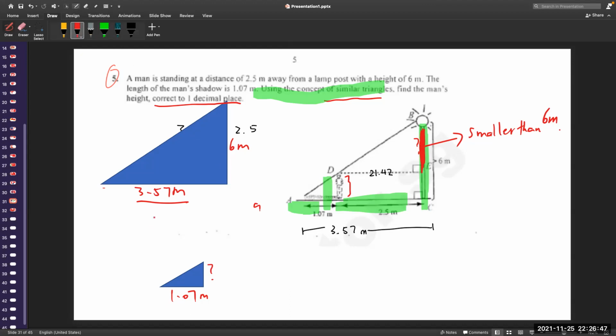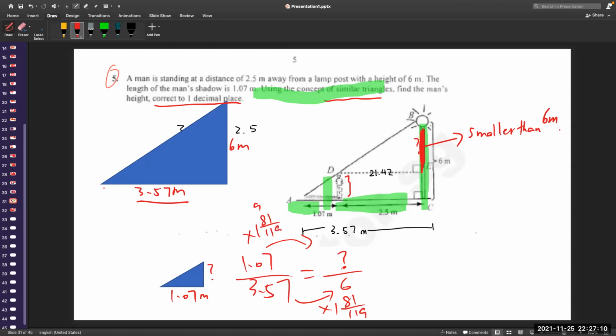So what you just do is take 1.07 over 3.57. Length ratio must be the same, right? So question mark over 6. So how do you get the question mark? Like I say, just now you need to times 1 and 81 over 119 to get 6. So do the same thing, 1.07 times 1 and 81 over 119. So what's the question mark? 1.07 times 1 and 81 over 119. Can you give me the answer? One decimal place.